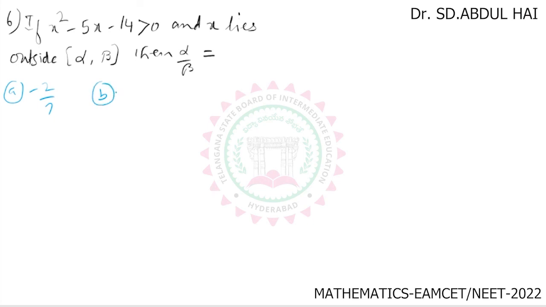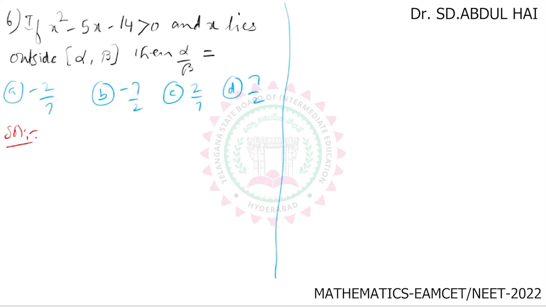Second option is minus 7 by 2. Third option is 2 by 7. And the fourth option is 7 by 2. So the question is very easy. You have to just solve by your concept. Okay. Now write down the solution.